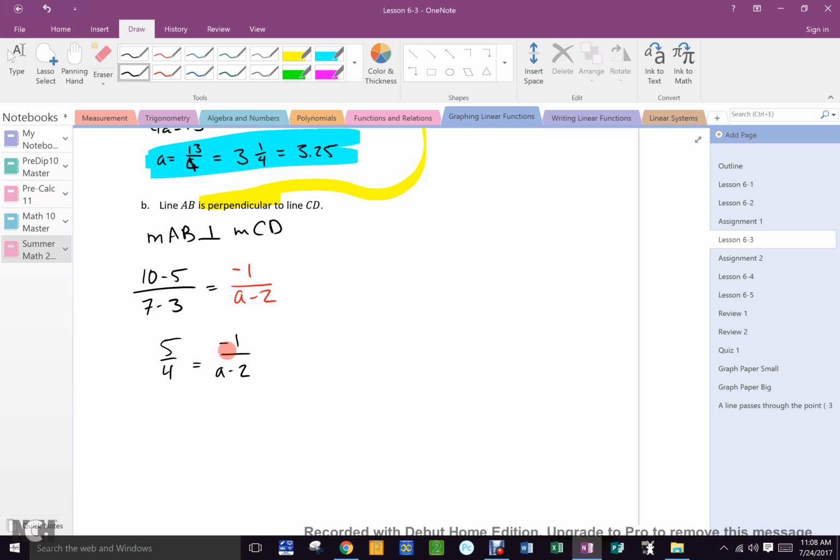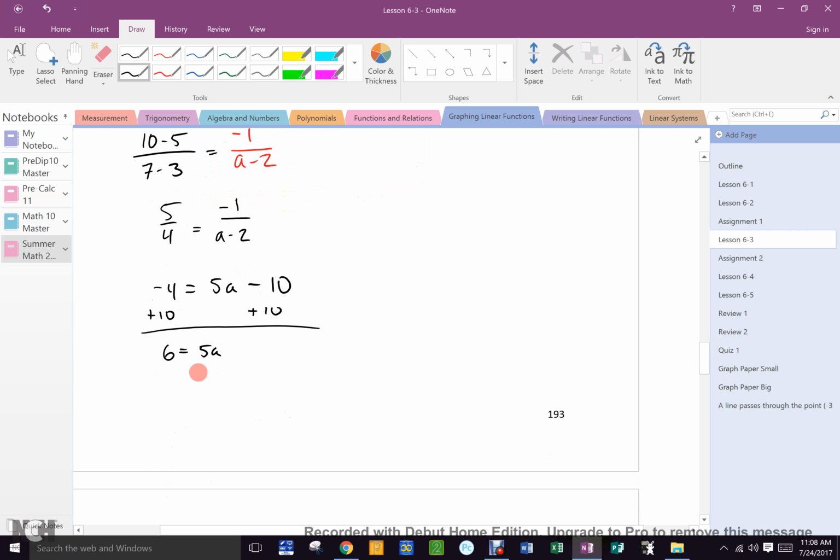Okay. All right? So now, what is 4 times negative 1? Negative 4 equals, what's 5 times A? 5A minus 5 times 2? 10. Now, how do I solve that? Plus 10 to both sides. Amrit, think before you answer. Yes. 6 equals 5A. And the last step? So A equals 6 over 5. Now, have you done the work? Do you have the right answer?